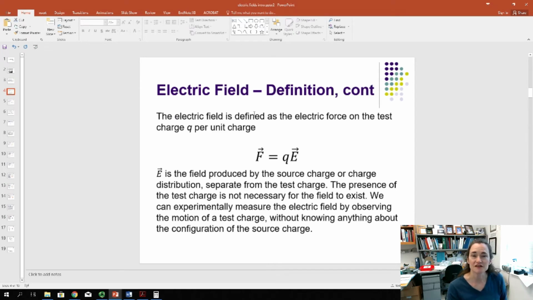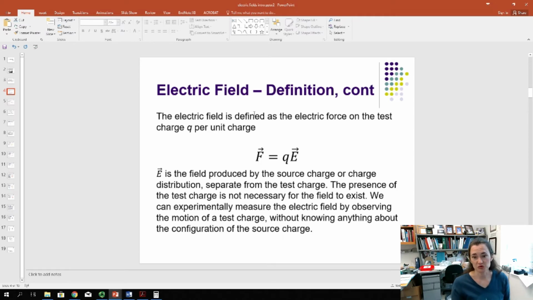Now, the electric field is defined as the electric force on the test charge Q per unit charge. And we would write this as a vector equation: F, the force, is equal to Q times E, the electric field. Remember, Q is the symbol that we often use for charges.